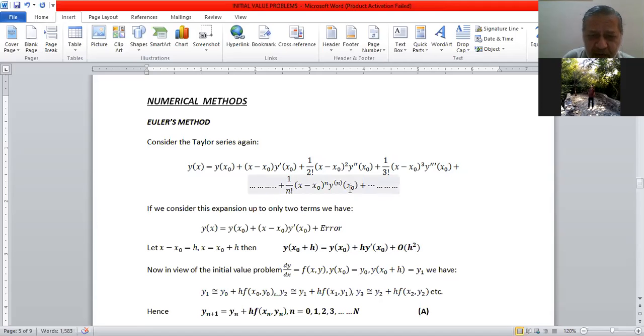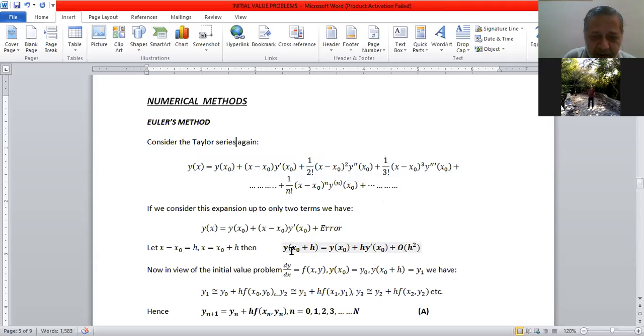Why not h cube or h4 or h5? Because h is small and the largest value amongst all these terms for powers of h will be that of h square. For a small number, h cube will be smaller than h square, much smaller, and h power 4 will be still smaller. So हम जो एरर छोड़ रहे हैं उसको हम कहते हैं कि अगर हम फर्स्ट डिग्री अप्रोक्सीमेशन कर रहे हैं तो एरर इज द ऑर्डर ऑफ एच स्क्वायर.